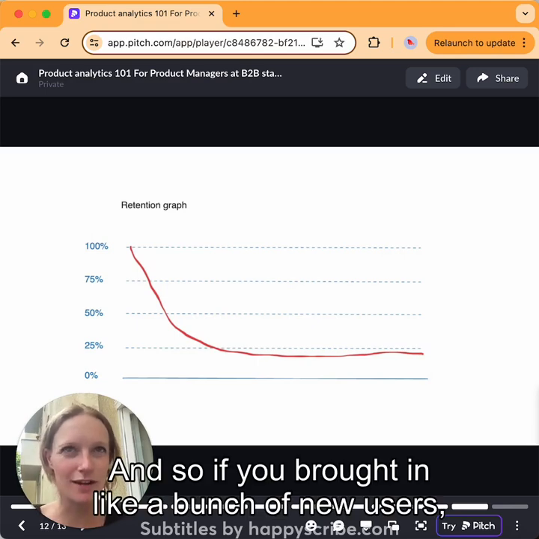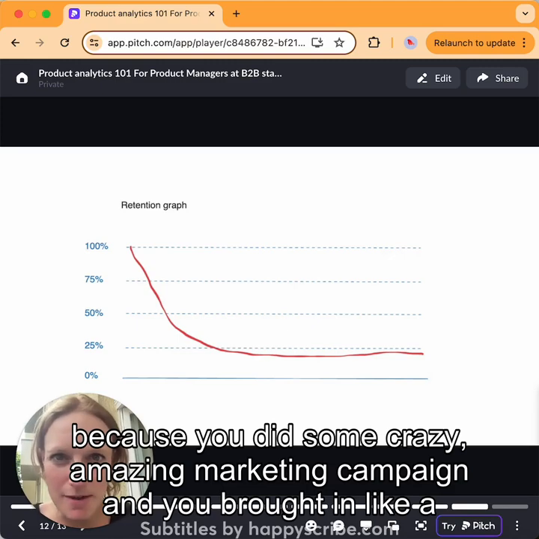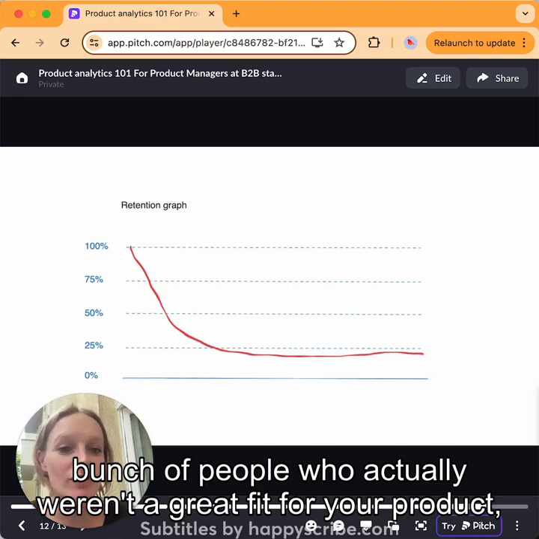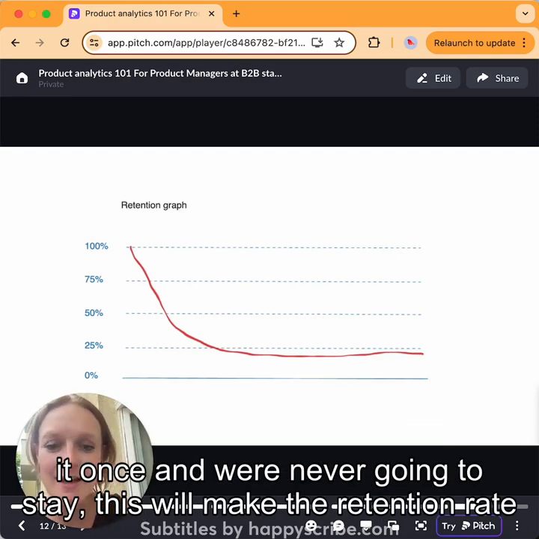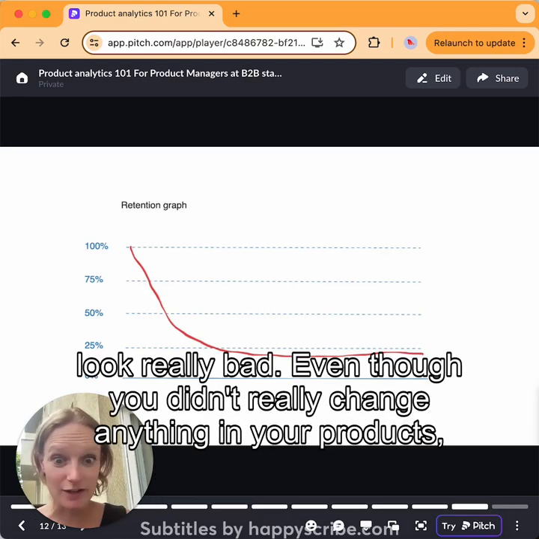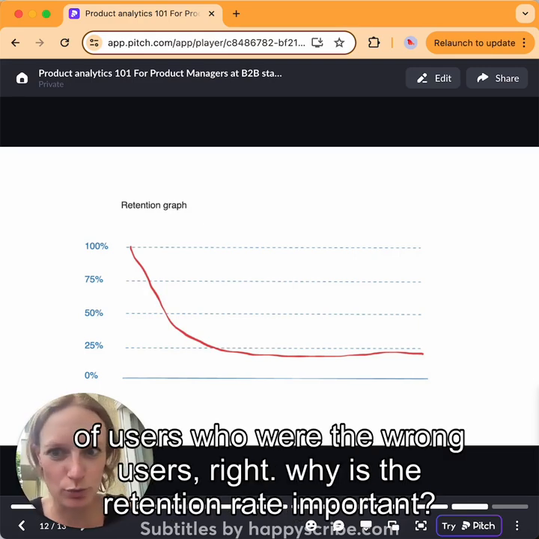So if you brought in a bunch of new users because you did some amazing marketing campaign, and you brought in a bunch of people who actually weren't a great fit for your product, for example, because they were early adopters who just wanted to play with it once and were never going to stay, this will make your retention rate look really bad, even though you didn't really change anything in your product. Your product's actually fine, nothing happened there. You just brought in a lot of users who were the wrong users, right?